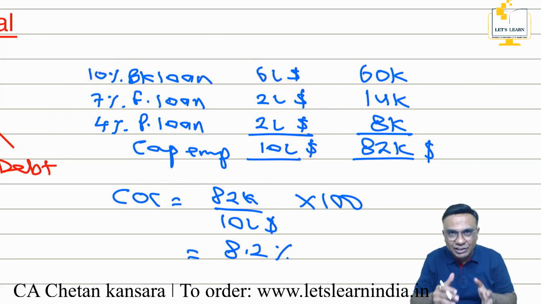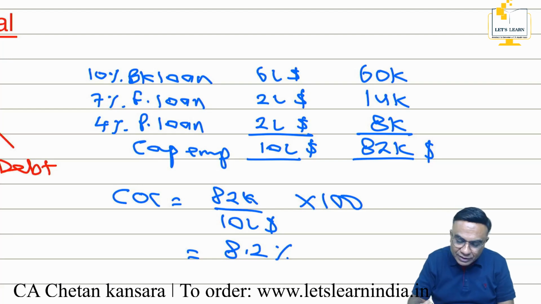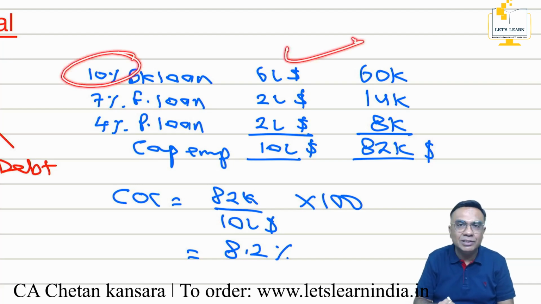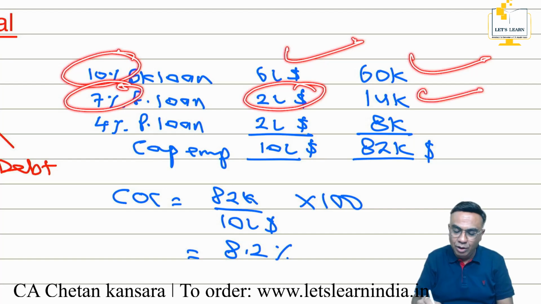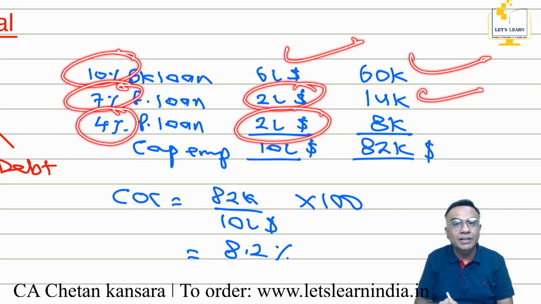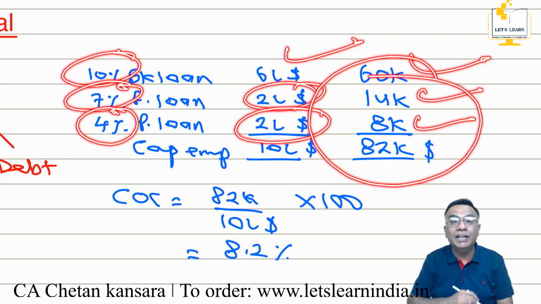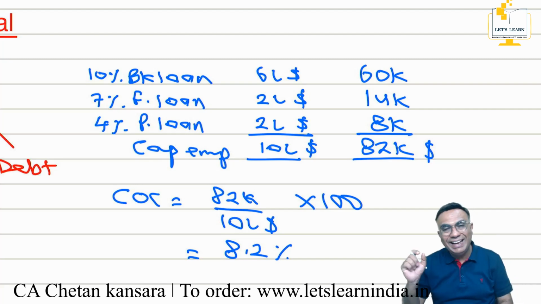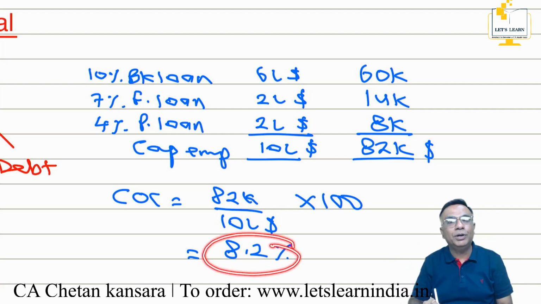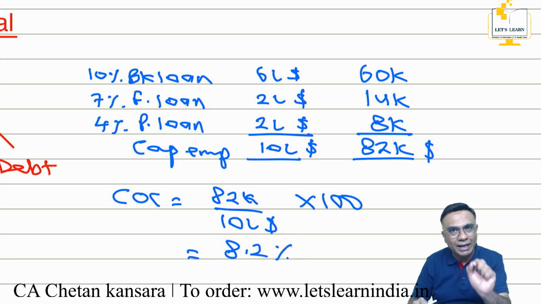You are getting 10 lakhs in this fashion. Now on this $6 lakh, you will be paying 10% interest, 60,000. On this 2 lakhs, you will be paying 7% to your friend, 14,000. On this $2 lakh, 4%, that comes to 8,000. Total is 82,000. So this 10 lakhs is costing you $82,000. On 10 lakhs, 82,000 comes to 8.2%. What is this 8.2%? It is the cost of capital for you.